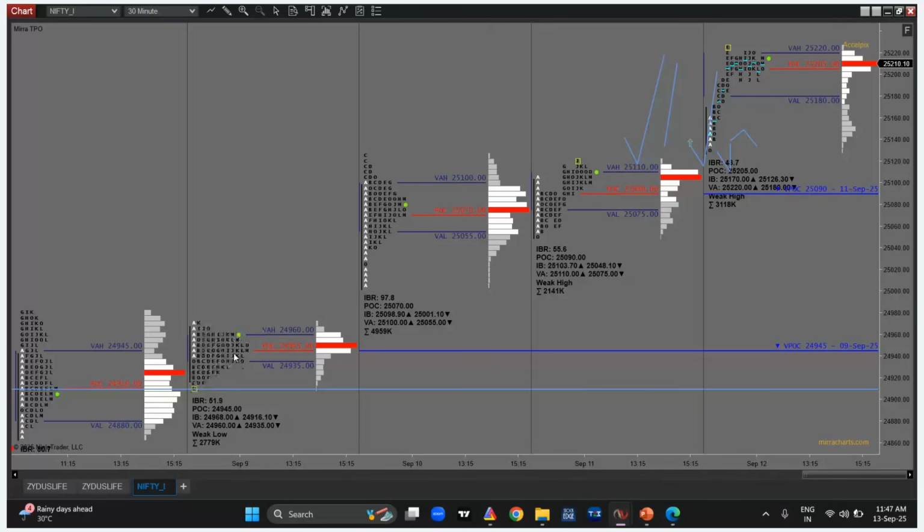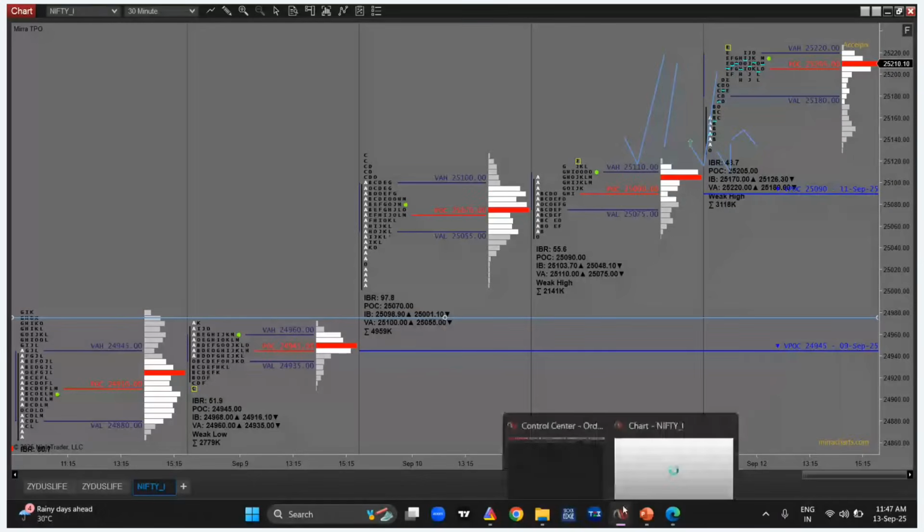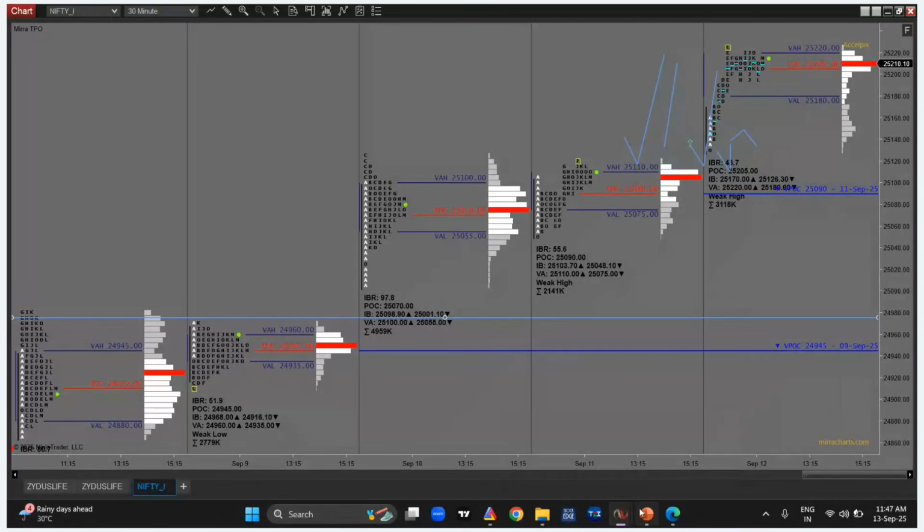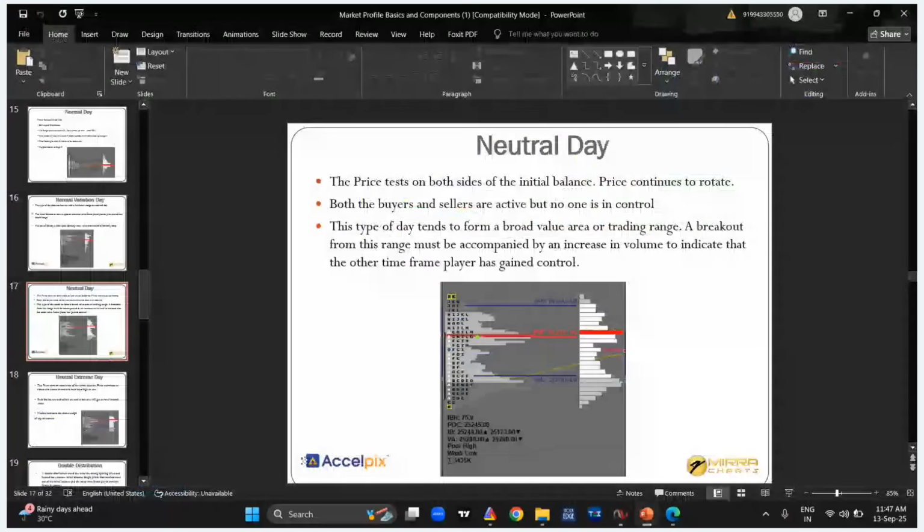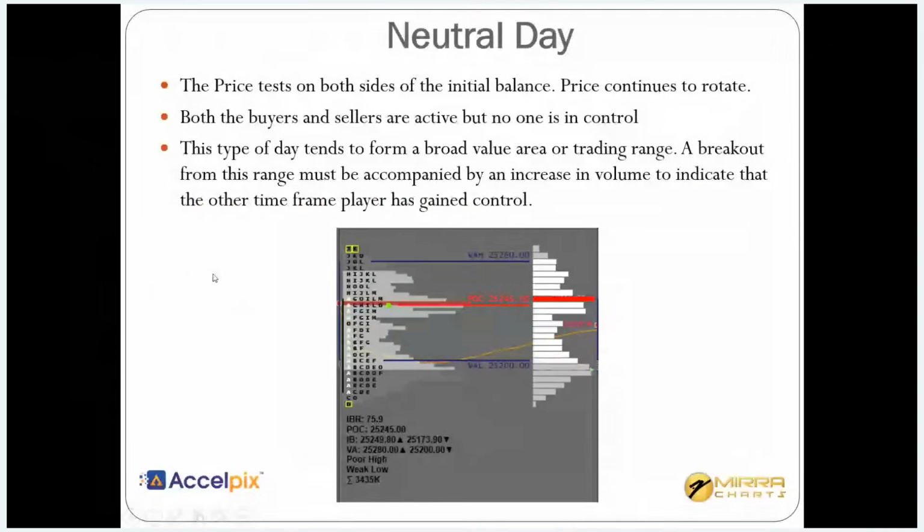So once a neutral day forms, then think there is a big move going to happen. Once a neutral day like this happens, okay, we are getting ready for a big move. So in a neutral day, what happens? Now by this time, you all know what is called IB. Price tests both sides of the IB. Okay, let's say this is an IB. This black range is the IB. It goes to test this IB high, it goes to test this IB low. It closes at the center.